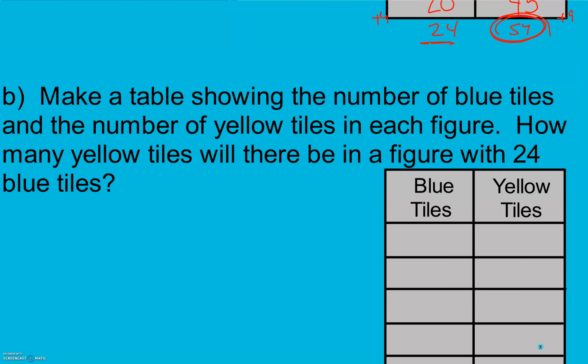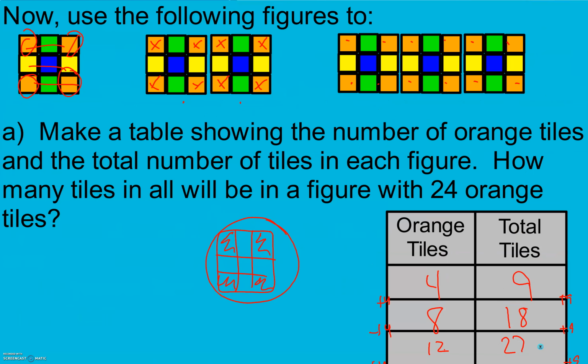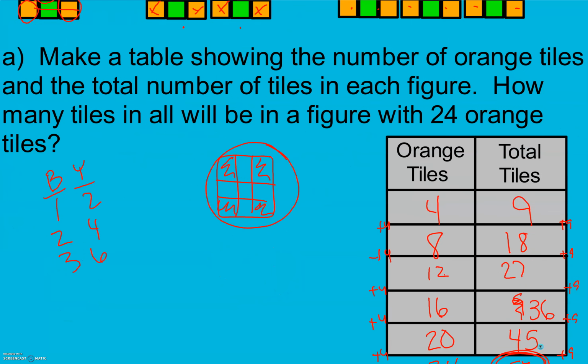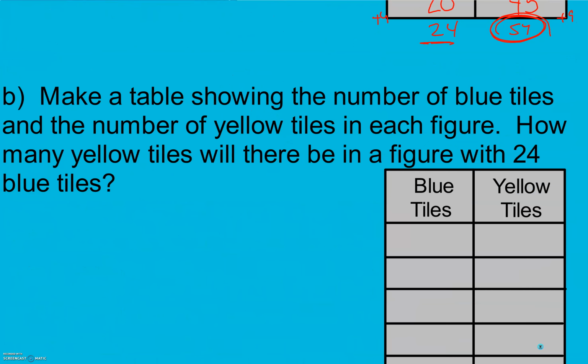We're going to make a table showing the number of blue tiles and the number of yellow tiles in each figure. So in each figure, blues, I have 1, and yellows, I have 2. In my second figure, I have 2 blue, 4 yellow, 3 blue, 6 yellow. So again, we have 1 blue, 2 yellow, 2 blue, 4 yellow, 3 blue, 6 yellow.